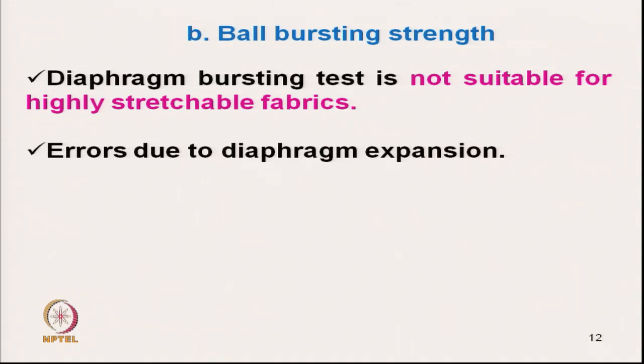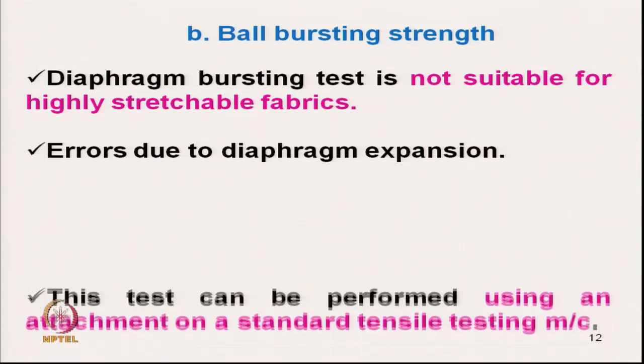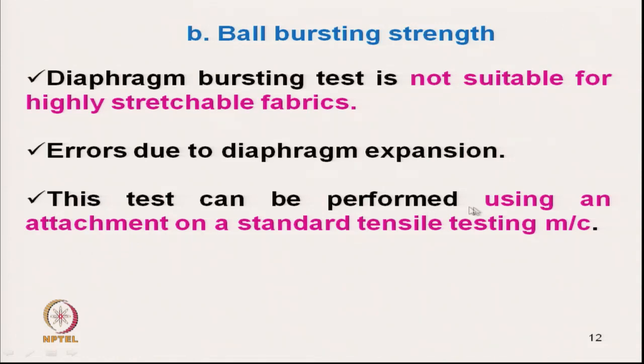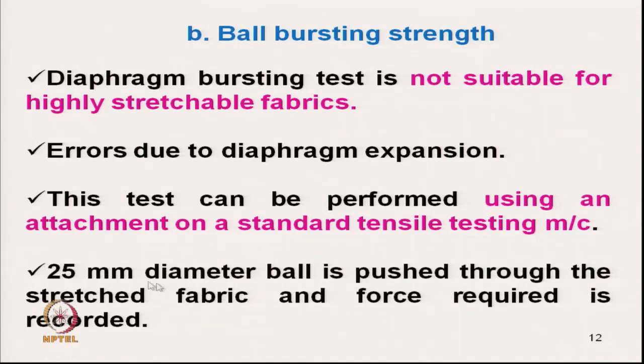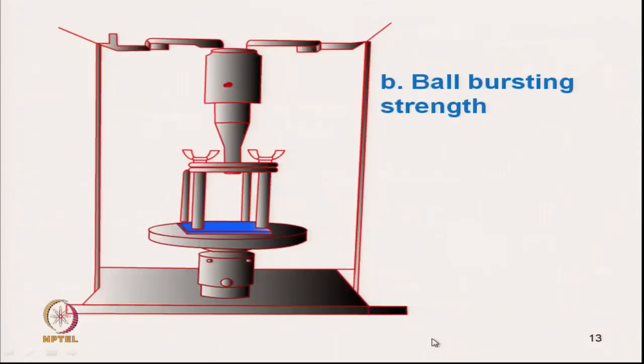Errors due to diaphragm extension are the negative point of that, and the test can be performed using an attachment. So for ball bursting strength testing, we can just attach one extra attachment to a standard tensile testing instrument, okay. As I have mentioned, a 25 millimeter diameter ball is pushed through a stretched fabric and the force required is recorded. This is the arrangement that I have mentioned, and here the ball is at a certain diameter and stretches the fabric sample. This is a fabric sample.